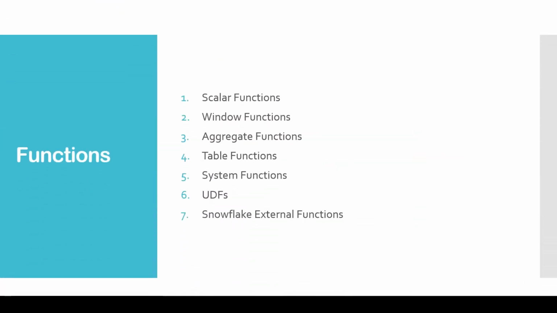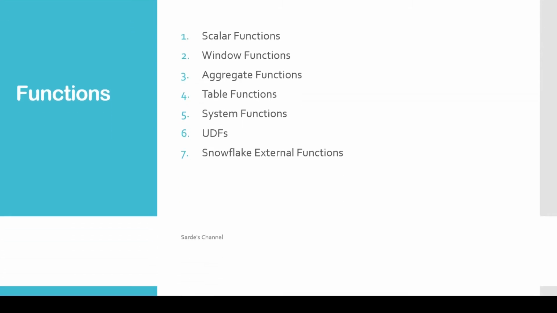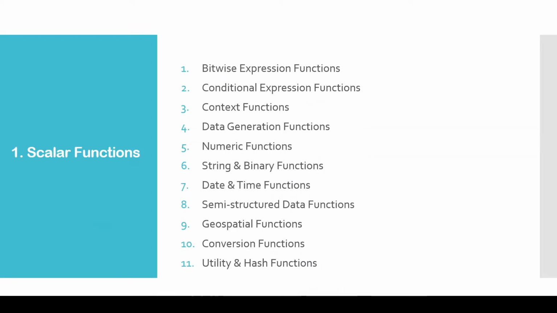Functions. In Snowflake there are 7 categories of functions. First is scalar function, window function, aggregate function, table functions, system functions, user defined functions, and Snowflake external functions. In this video series we'll go through each category one by one. First let's look at the scalar functions.